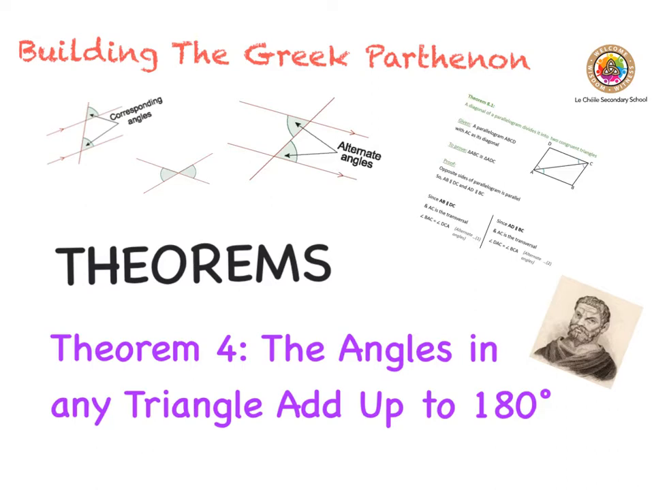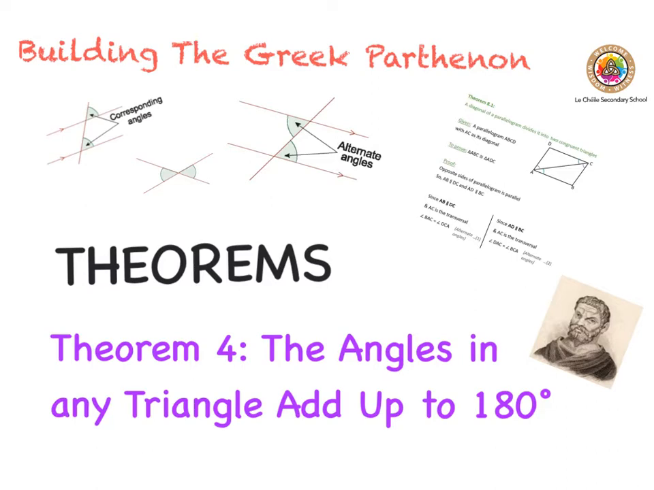And rather than building it on rock and roll, we are going to build the Greek Parthenon on different theorems. And so today we are going to look at theorem number 4. The angles in any triangle add up to 180 degrees.